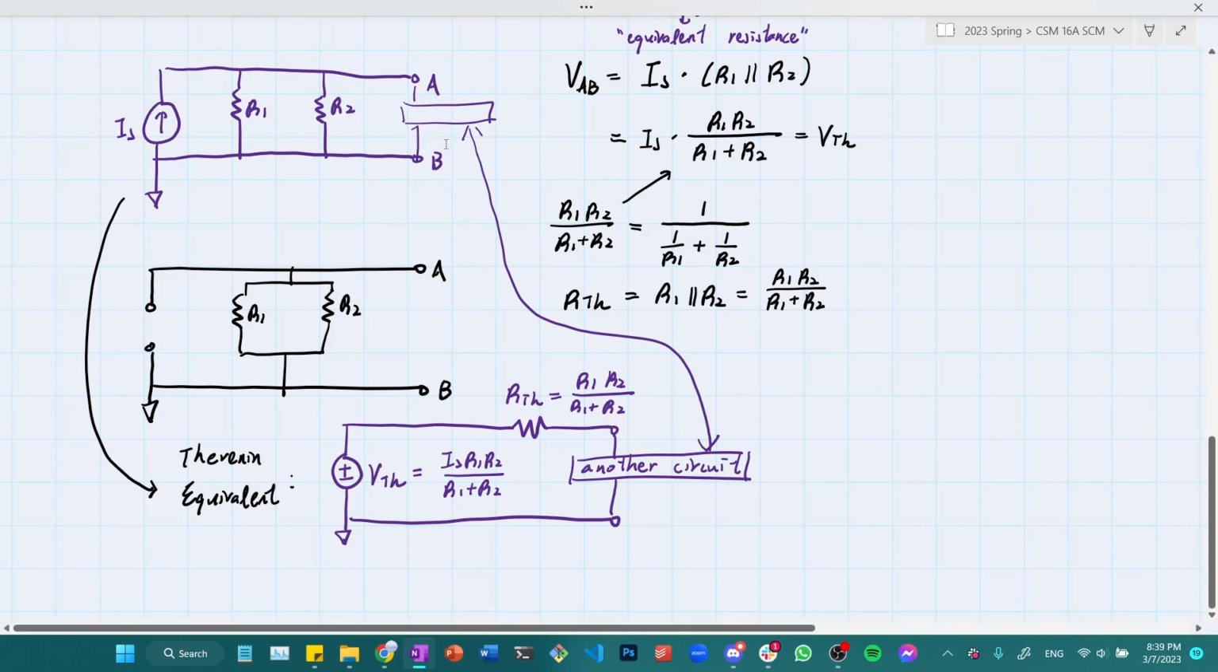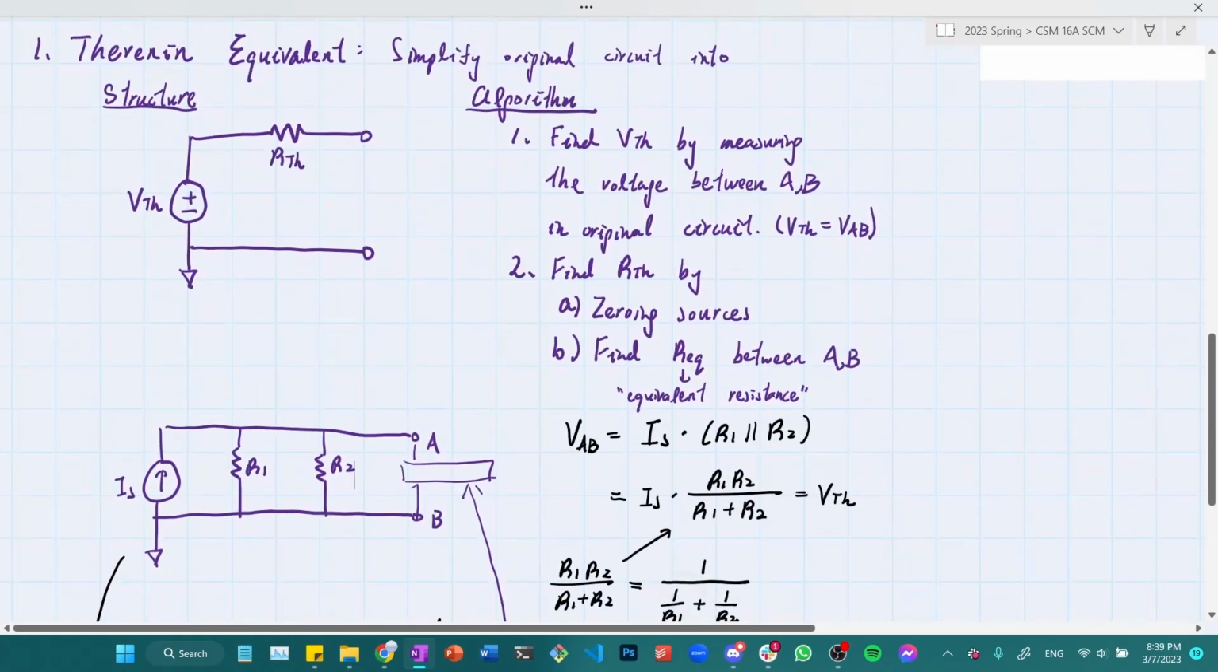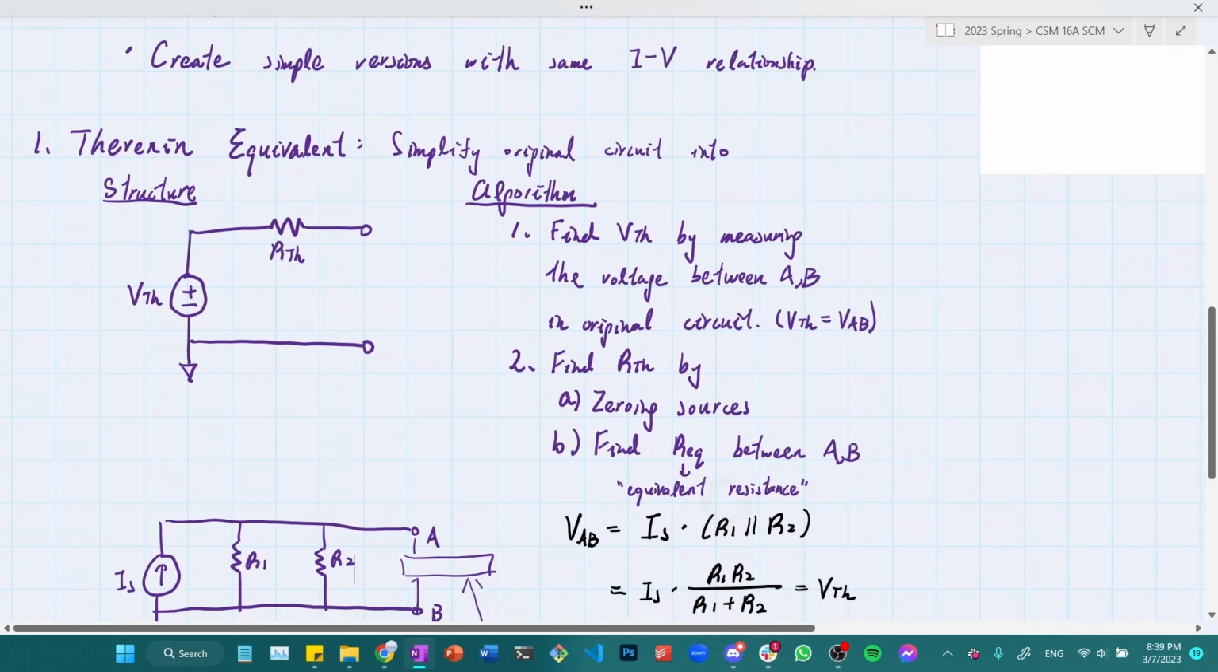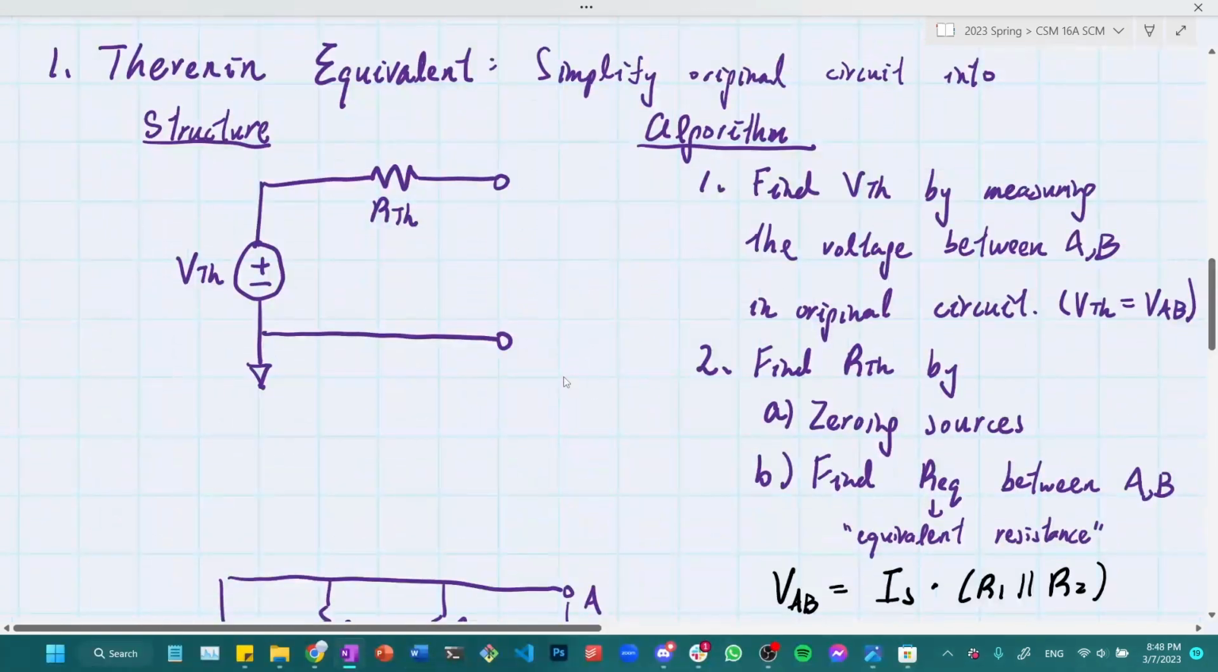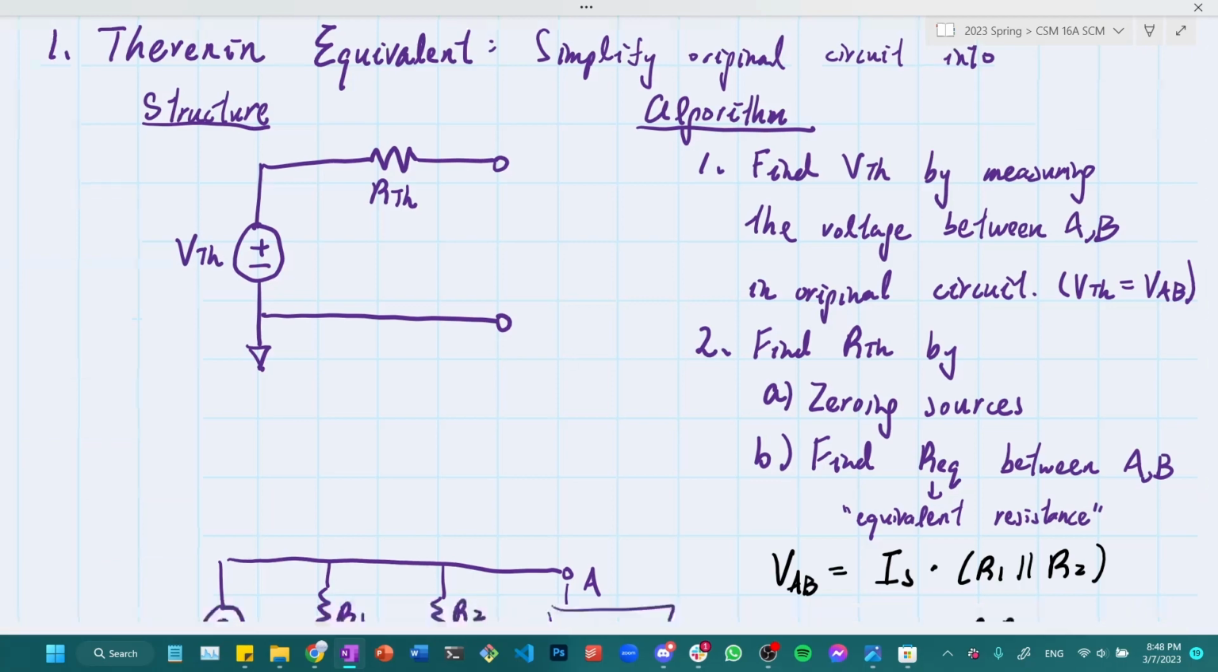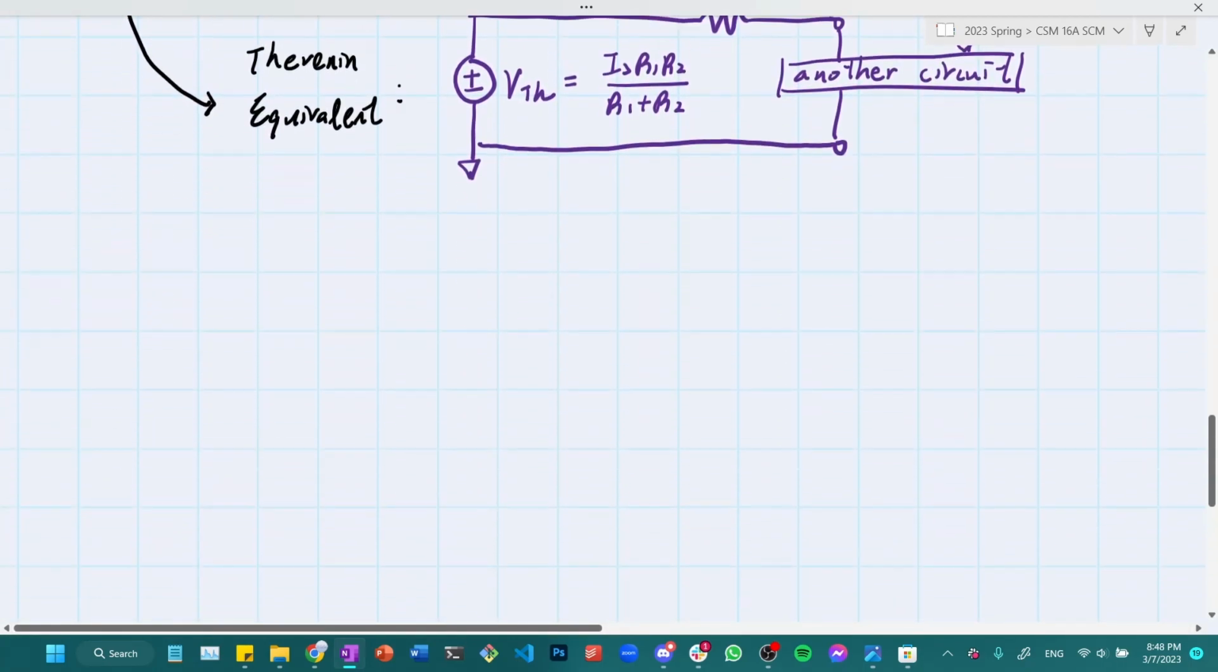Imagine here's another complicated circuit. So we simplify one part of the complicated circuit into this form, so that it's easier to calculate the entire circuit loaded with another circuit. So once again, we simplify one part of the original circuit so it's easier to compute things later. Okay, so that's one way of finding equivalent, and this is called Thevenin equivalent. Now that we have finished talking about Thevenin equivalent, it's time to talk about Norton equivalent.